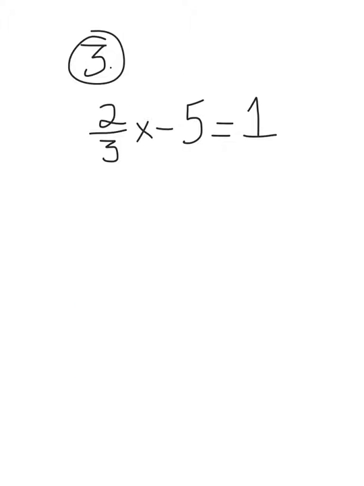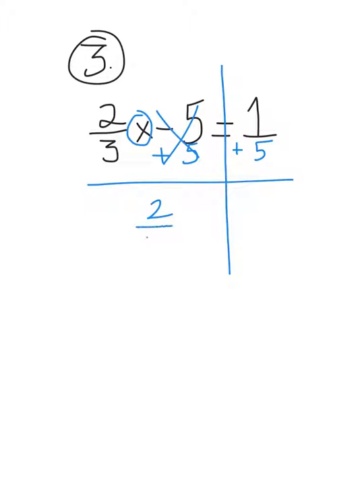Okay, have your calculator ready. First, I'm going to look at problem number 3. I see 2/3 x minus 5 equals 1. Find your equal sign, find your variable. Let's get rid of this negative 5 first, to move it to the other side by doing the opposite operation on both sides of the equation. So that 5 cancels out, so I have 2/3 x equals 6. So 1 plus 5 is 6.